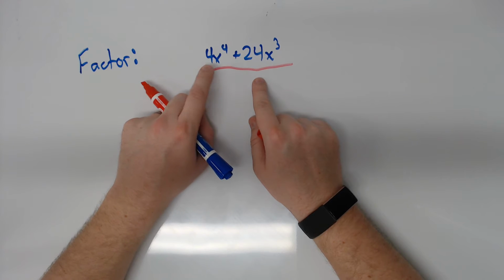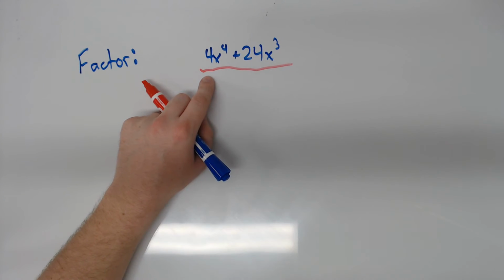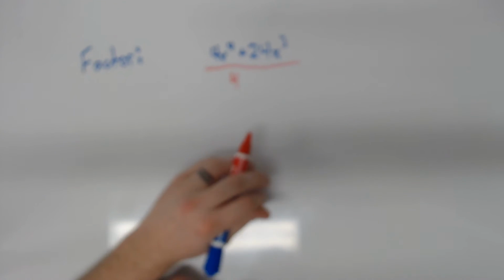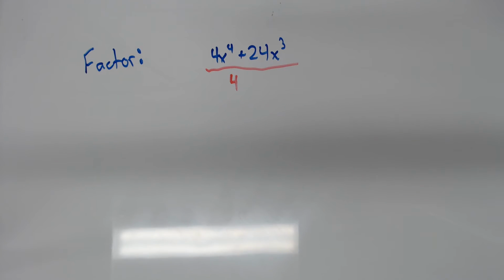4 is obviously divisible by itself. 24 is divisible by 4. 4 times 6 would get us 24. So I can divide out a 4. What else can I divide out?